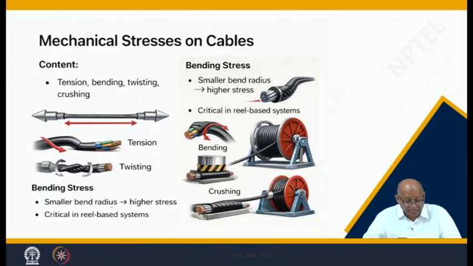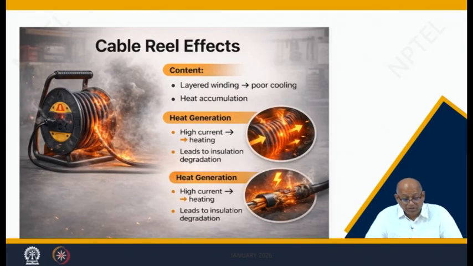And these are some of the things: tension, bending, twisting, how it is done. These are some of the simple mechanical things which you might have read already. When the cable has to bend, you have to properly choose the radius, otherwise the cable will be damaged, because of the small bend radius and all. So, these are the cable reeling issues.